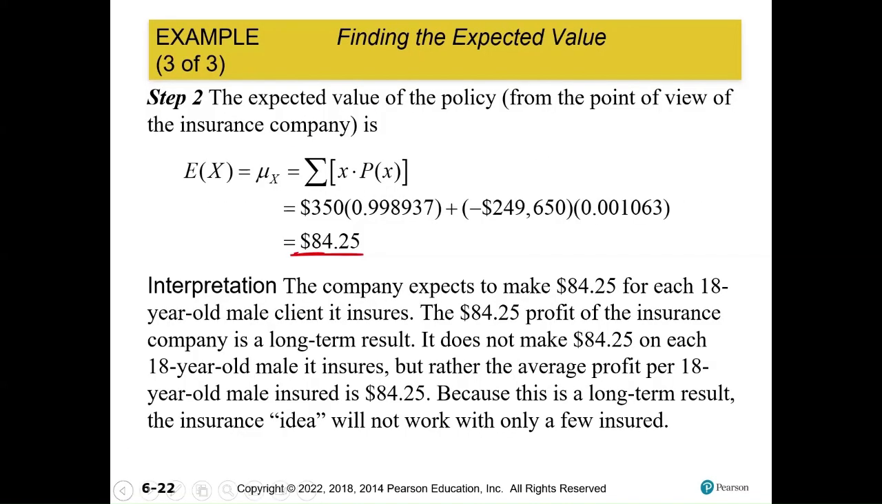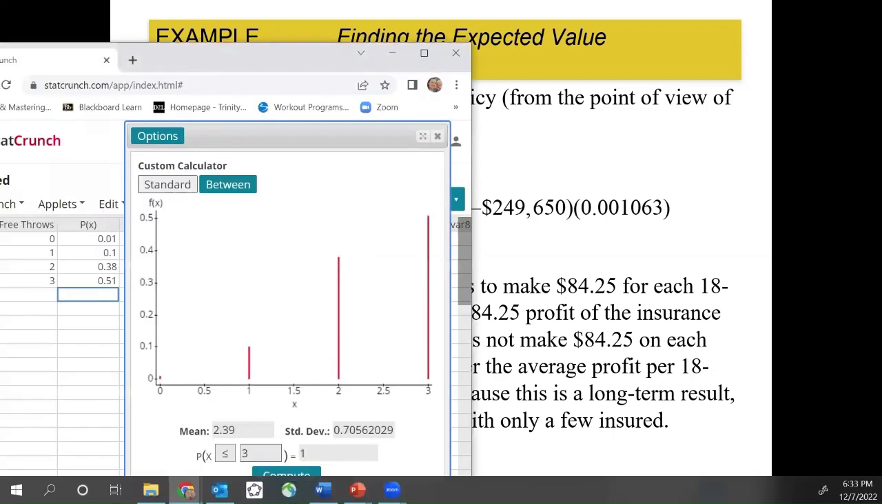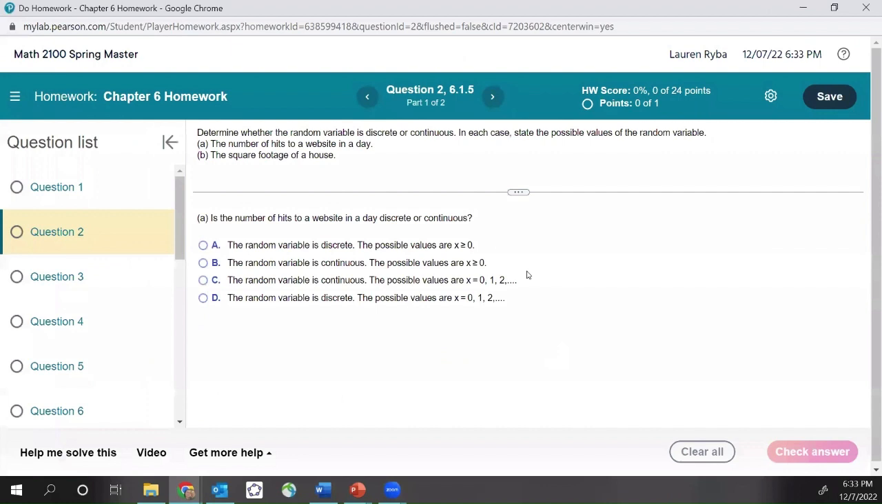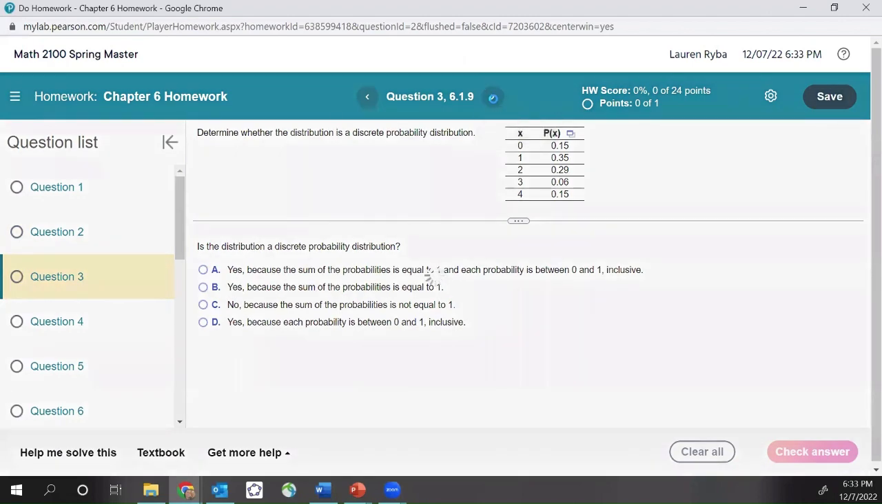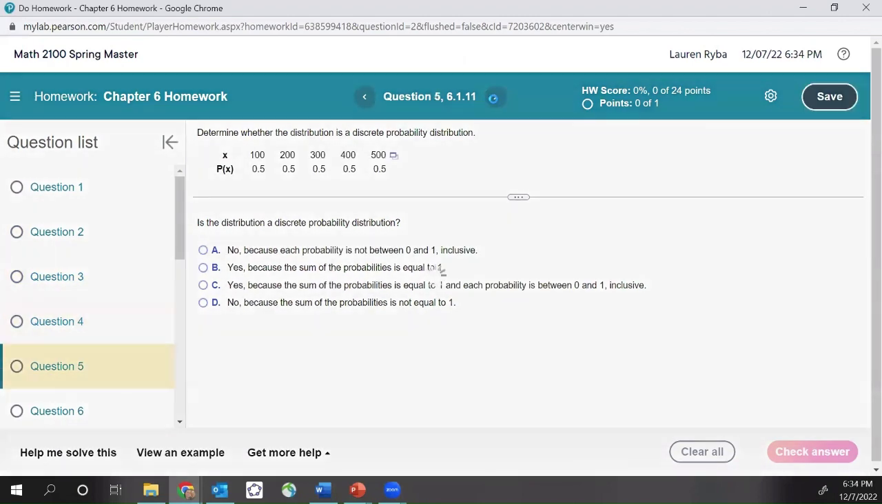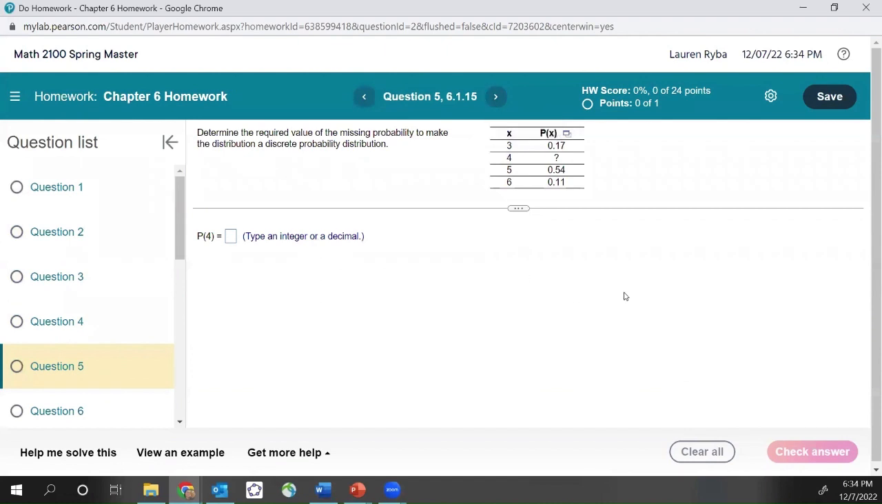All right, that is the end of that section. But before we move on, I'm going to pull up a few of the homework questions just so we can practice. Okay, so this is just, is it discrete? Is it a probability distribution? Those are pretty straightforward. This one says determine the required value of the missing probability to make it a discrete probability distribution. If I have 3 of the 4 values and I know the sum is 1, I can add these up and subtract from 1 to find what's left.